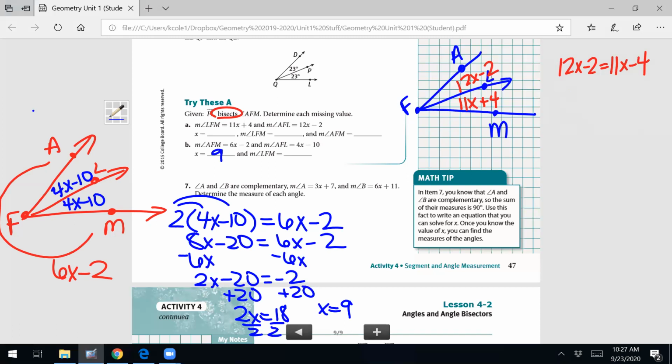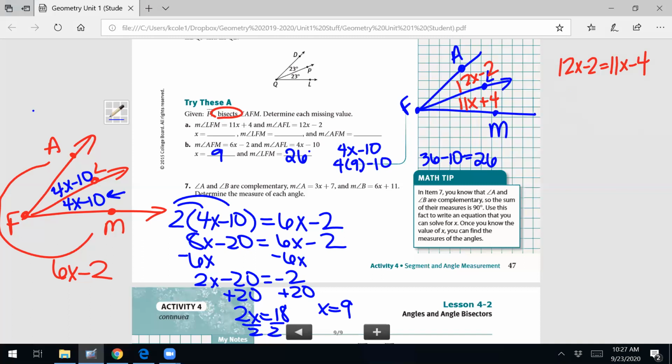Then we can plug it back in. It wants to know what is the measure of LFM. Well, you know that is what represents it, 4x minus 10. So I'm just plugging in the 9. And you know that's going to be it because it has to be the same as the other piece. So 4 times 9 is 36. Minus 10 gives you 26.